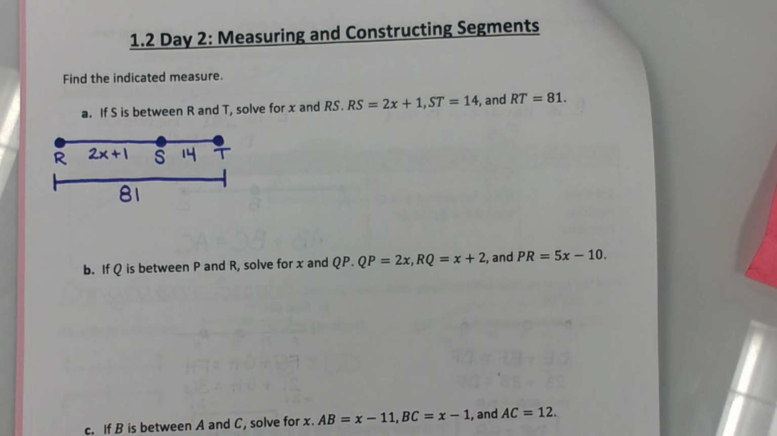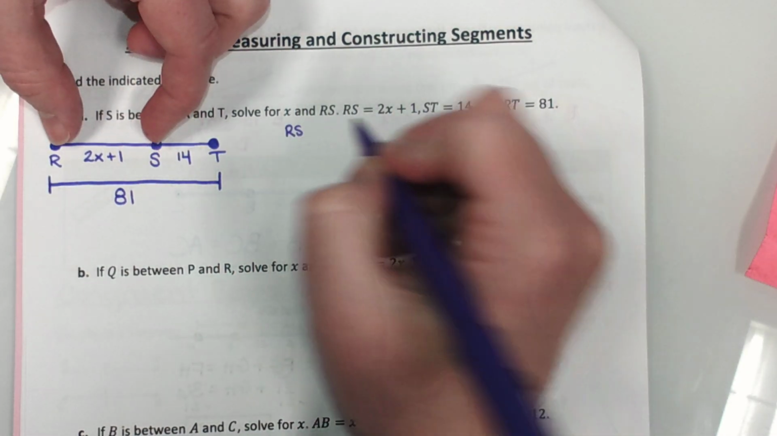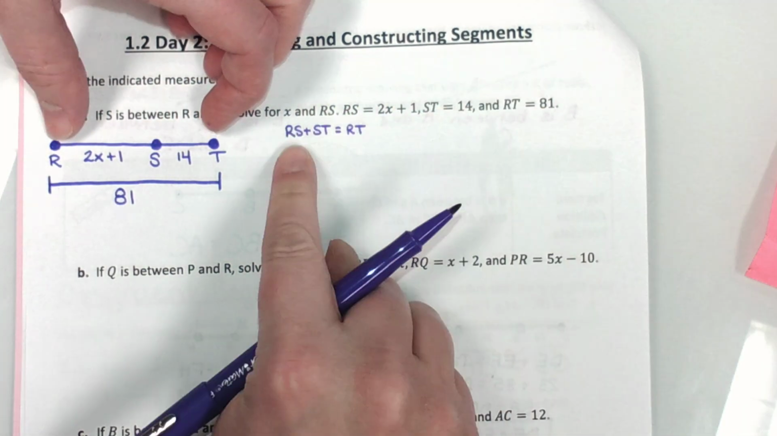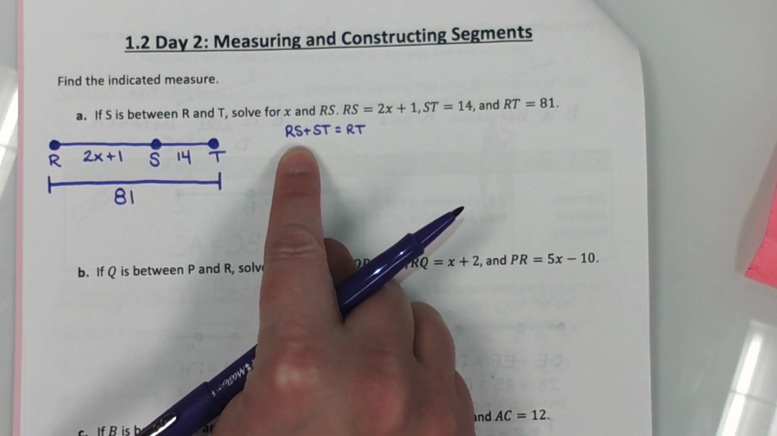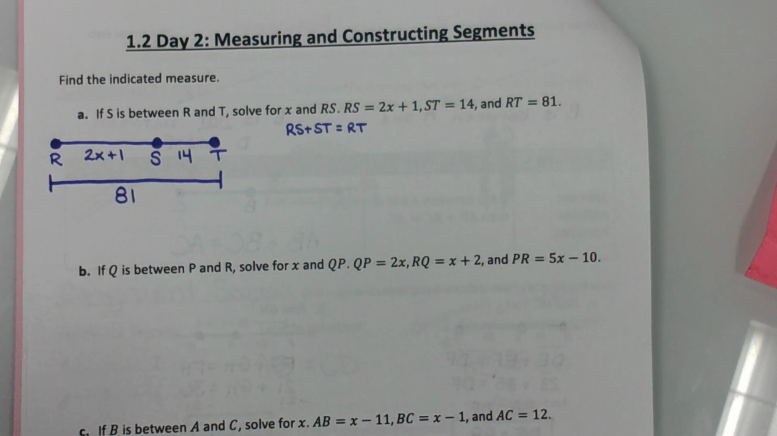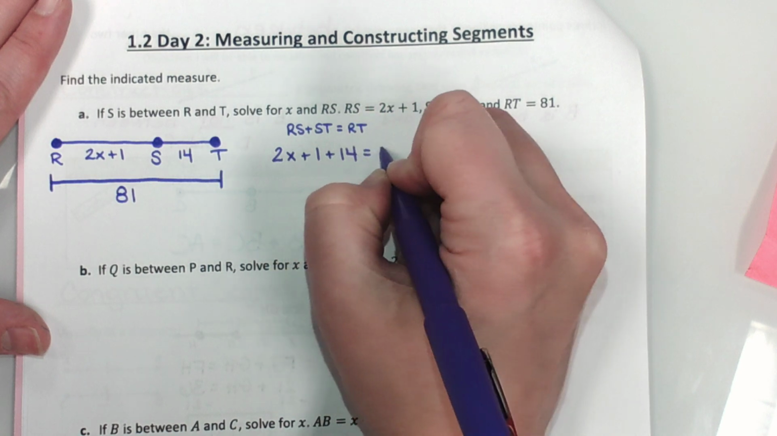Now last week we learned what was known as the segment addition postulate. It said part of a segment plus the other part of a segment right next to it will make the full segment. Which two am I adding together? The 2x plus 1 and the 14, yes. Because technically, the segment addition postulate says this piece, which is RS, plus this piece, which is ST, is equal to the full thing RT. Do you have to write that out like that? No. Will there be a point where you need to in chapter 2? Yeah, that's why I do it. But otherwise, you can jump directly to 2x plus 1 plus the 14 is equal to the big one, 81.